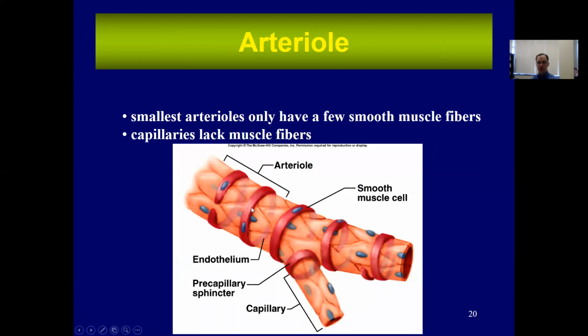Here's a closer look at the arteriole. The smallest arterioles only have a few smooth muscle fibers. Capillaries lack those muscle fibers. They also have these capillary or precapillary sphincters that will dilate or contract based on the blood flow, and again, it controls the amount of blood that gets to the capillaries themselves.